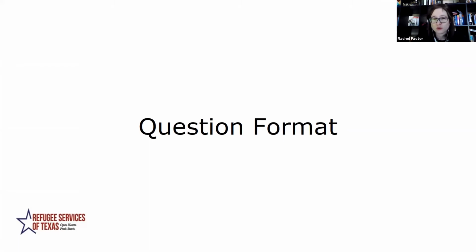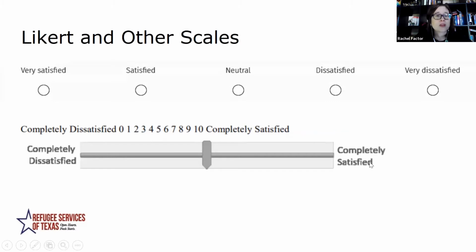So we're going to talk about question format. In this section, we're going to talk about the different ways that you may be asking the question, the way that it may look on your SMS, the way that it may look on pen and paper. So these are considerations for you. There we go. If you are familiar with survey design, you may have seen scales that look like this.